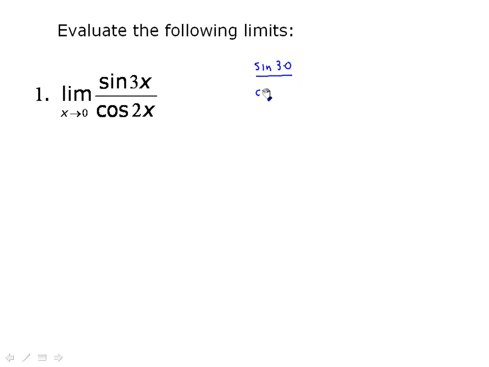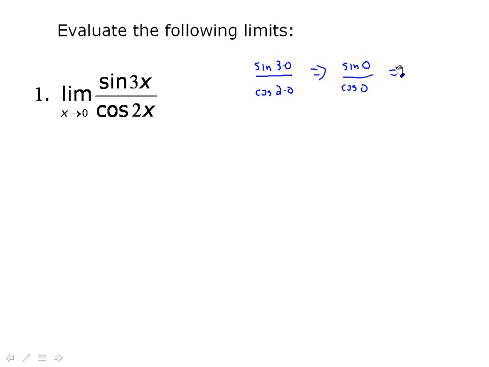So let's do a few. Let's evaluate the following limits. So the limit of sine 3x over cos 2x as x approaches 0. To start it off, we just sub in, and we see where this takes us. The sine of 3 times 0 over the cos of 2 times 0 is the sine of 0 over cosine of 0.